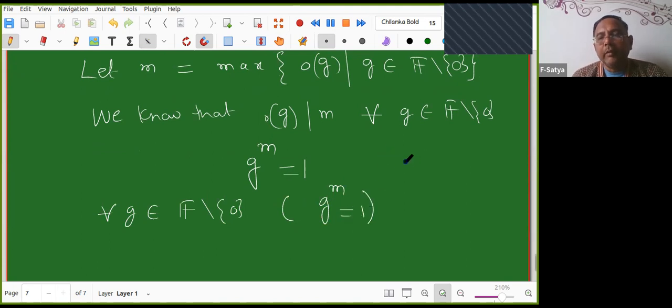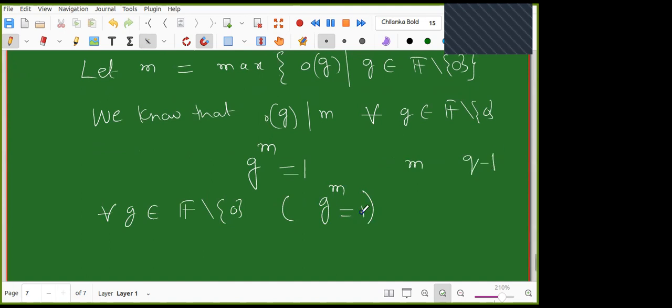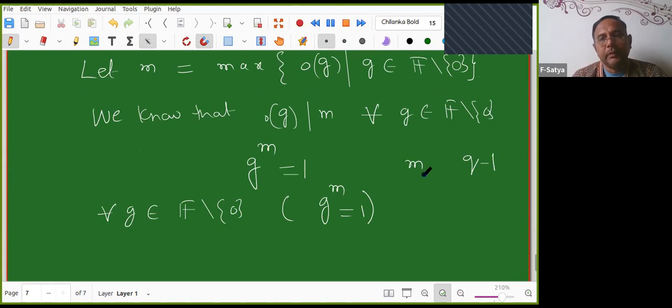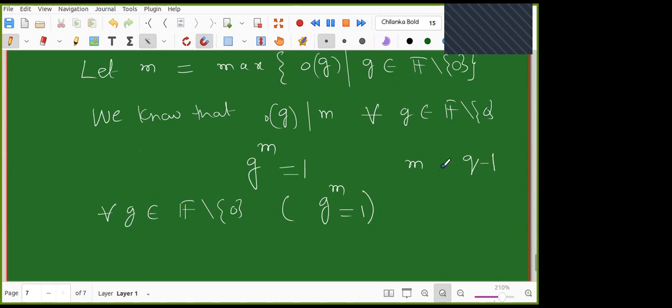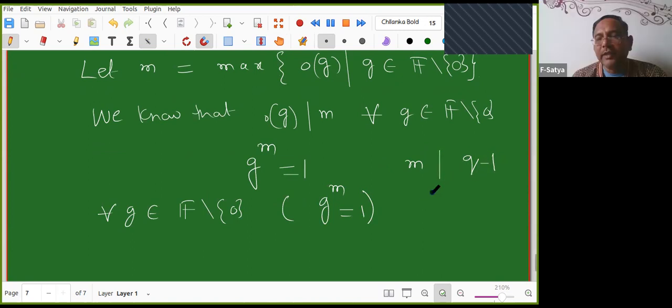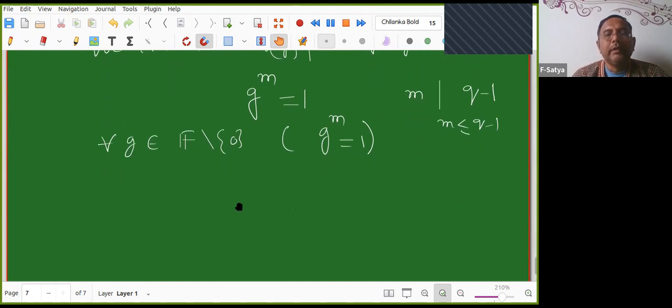By the way, what is the relation between M and q minus 1? Less than or equal to, or even divides also, right? We know that the order of any element divides the order of the group. This is the order of the group. So this we have, but less than or equal to is okay. From this also we can show less than or equal to. Now what next? Tell me, how do you now prove q minus 1 is less than or equal to M?